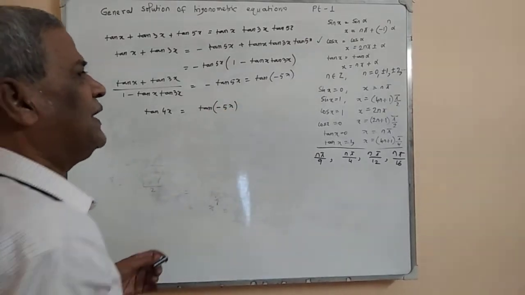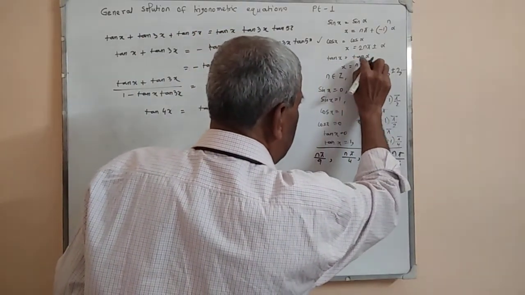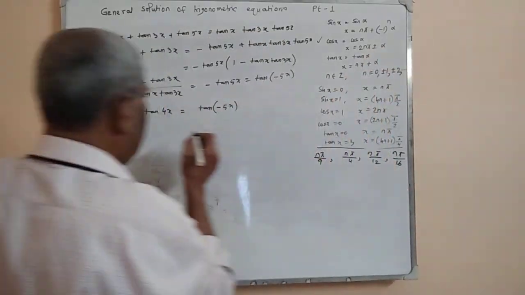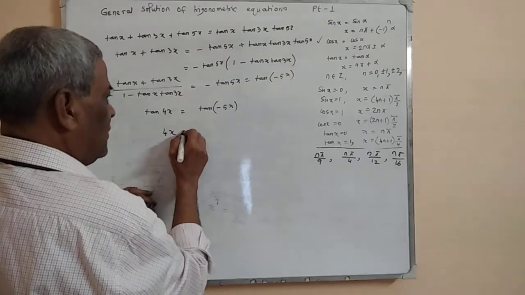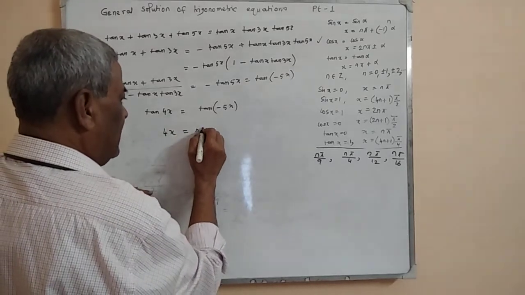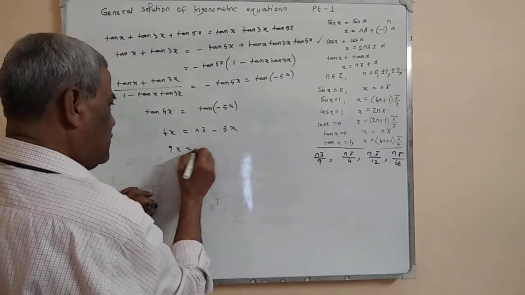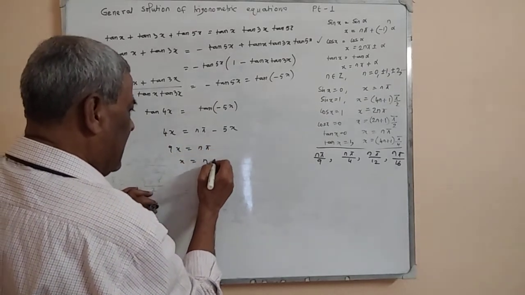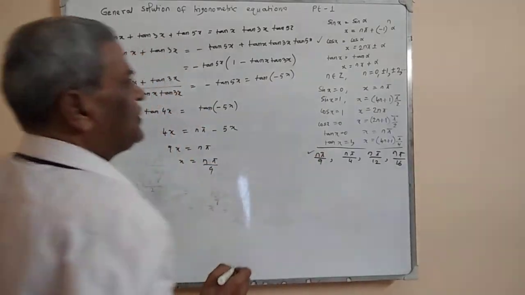So the solution is, tan x is equal to tan alpha, then x is equal to n pi plus alpha. Therefore, 4x is equal to n pi minus 5x. So 9x is equal to n pi. So x is equal to n pi by 9. First option is correct.